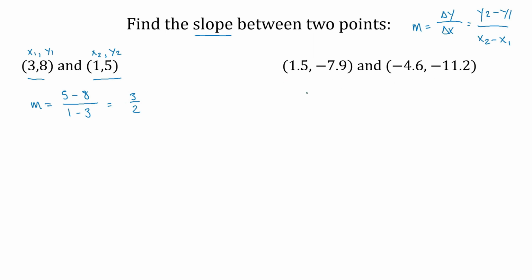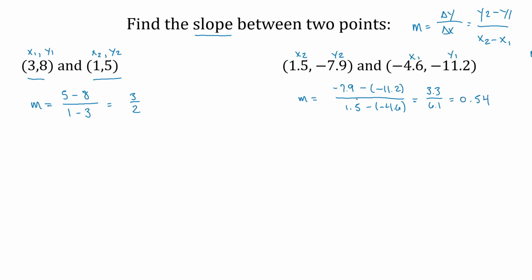So for this example over here, when I calculate slope, I'm going to consider this first ordered pair, x2, y2, and then x1, y1. This is going to give me a slope of negative 7.9 minus negative 11.2 over 1.5 minus negative 4.6. This gives me a slope of 3.3 over 6.1, which equals 0.54.